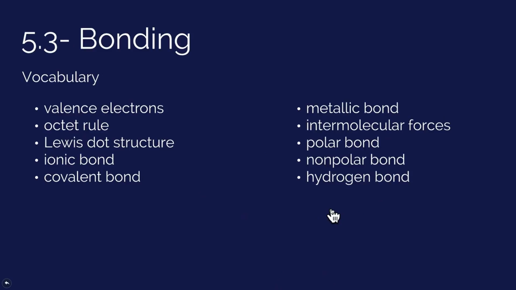Here's our vocabulary for this one. These are the terms we'll be going over by the end of the video. So here we have valence electrons, the octet rule, Lewis dot structure, ionic bond, covalent bond, metallic bond, intermolecular forces, polar bond, nonpolar bond, and a hydrogen bond.